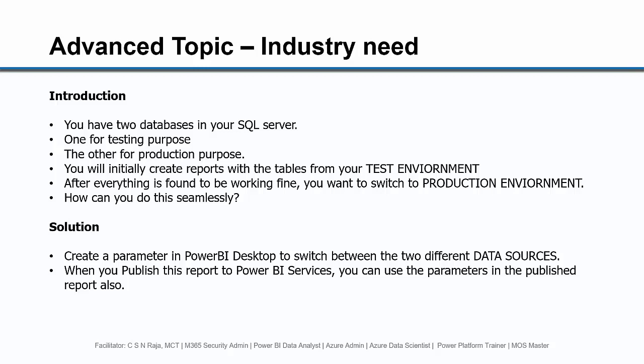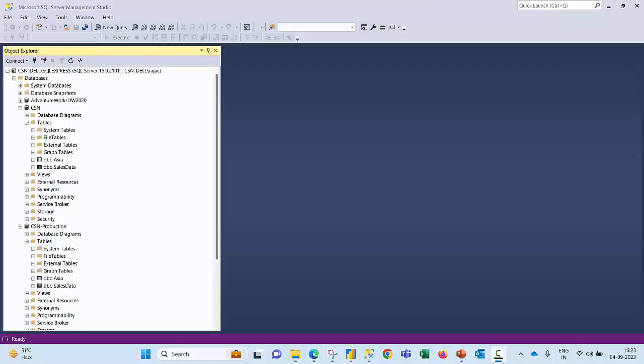The solution is to create a parameter in Power BI Desktop to switch between the 2 different data sources. When you publish this report to Power BI service, you can use the parameters in the published report also, which will be covered in a future video. As of now, I am going to give a quick demo on the concept.